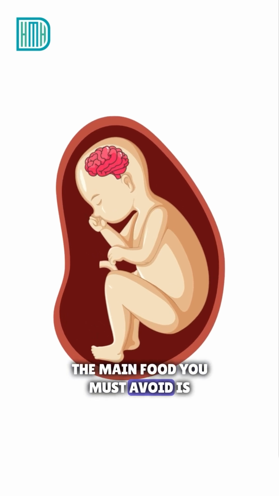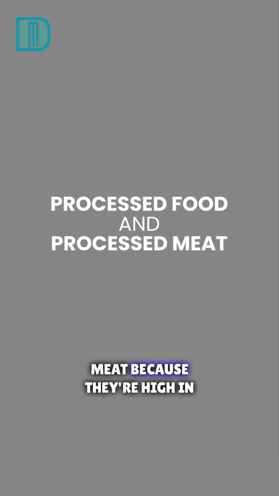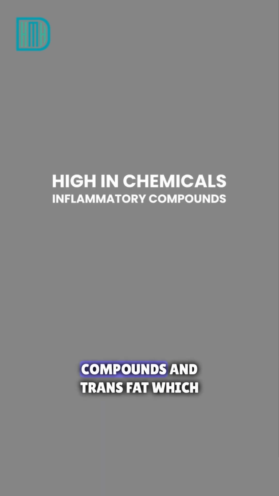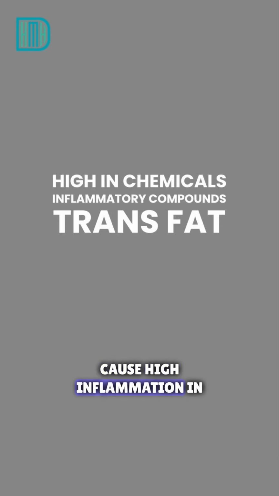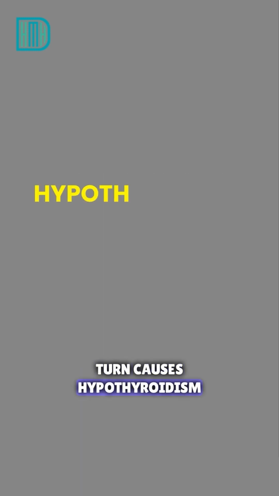The main food you must avoid is processed food and processed meat because they are high in chemicals, inflammatory compounds, and trans fat, which cause high inflammation in our body, which in turn causes hypothyroidism.